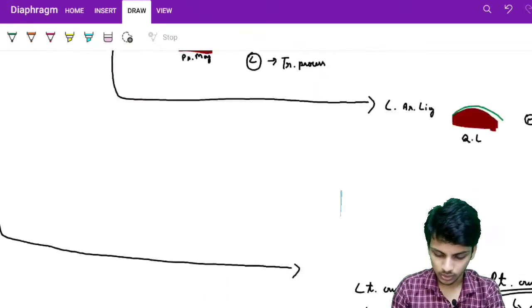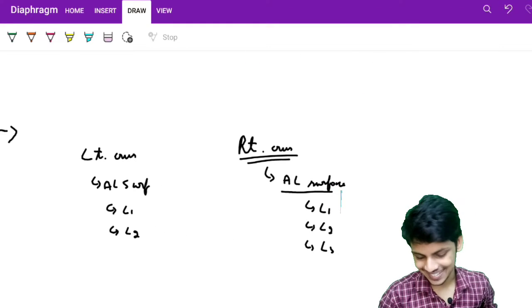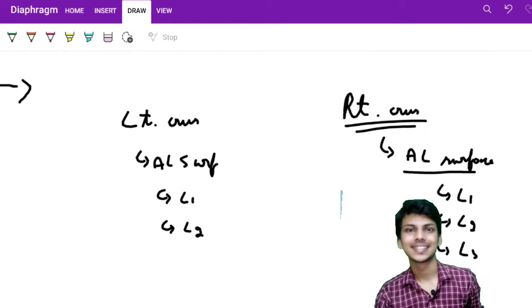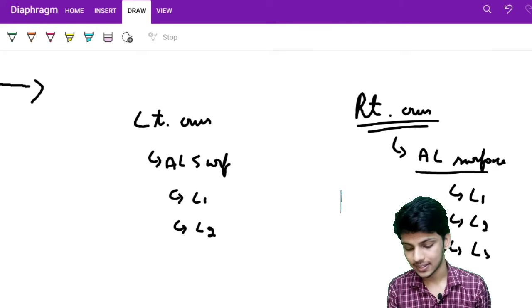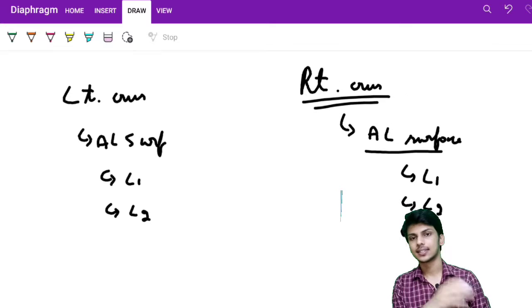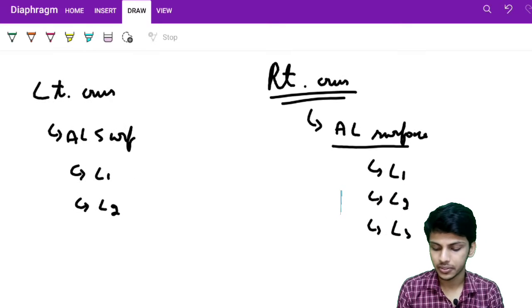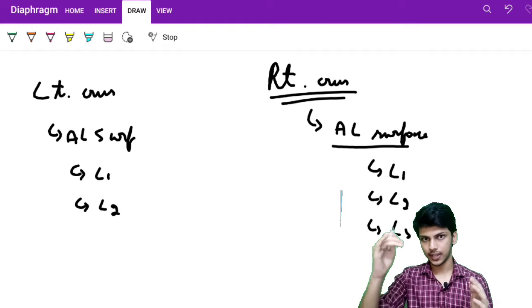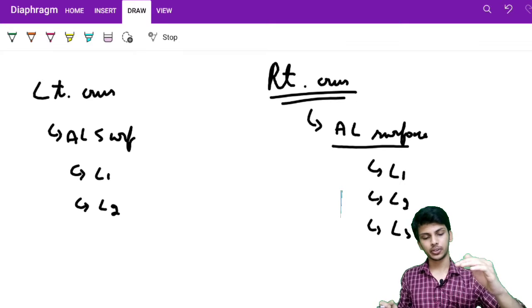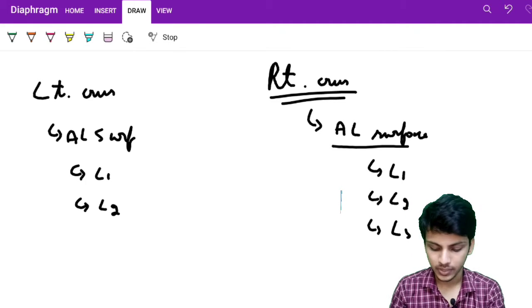Now let's talk about the crus. The crus of the diaphragm has two crura, the right crus and the left crus. The right is longer than the left. Why? The right is taking origin from the anterolateral surface of the L1, L2, L3 vertebrae. The left is taking origin from the L1, L2 vertebrae. So the right is usually longer.